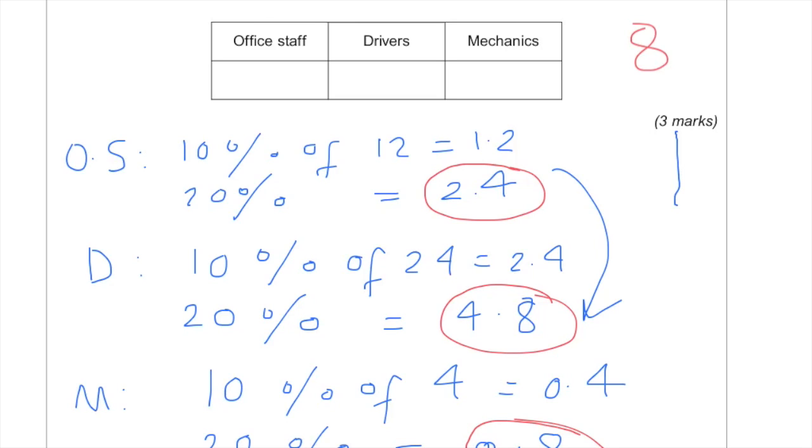Now obviously we need to round these up to sensible values, so what we're going to do is take 2 of the office staff, 5 of the drivers, and 1 of the mechanics, rounding up to the nearest whole number, and if we check, 2 plus 5 plus 1 comes to a total of 8.